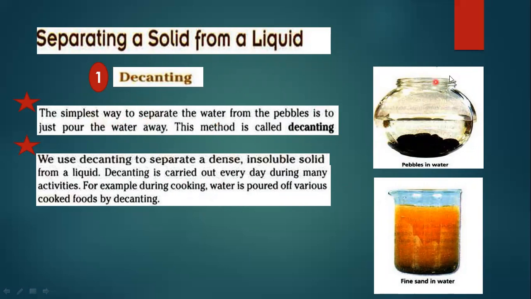Let's suppose you look at this picture. This jar contains water and a lot of pebbles. If we want to separate these pebbles from the water, then the simplest way is to just pour off the liquid, which will leave behind the pebbles. So this method is called decanting. We use decanting to separate any dense insoluble solid from a liquid.